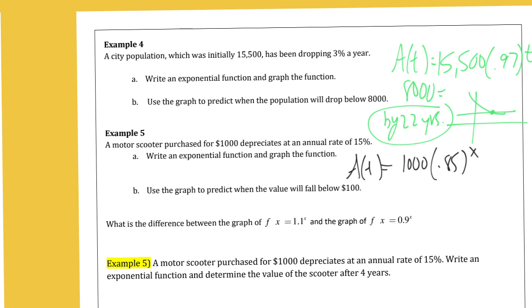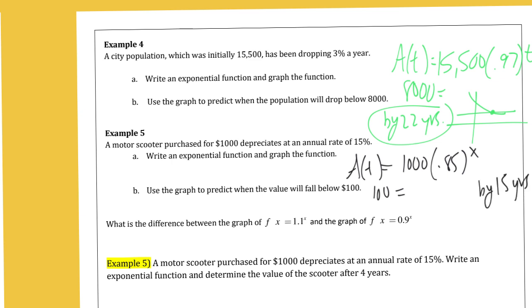If it says, when will it fall below 100? You're going to graph Y equals 100. You're going to also graph the right side of the equation and see if and where they cross. And it appears that it's going to be 14.17 years or by 15 years.